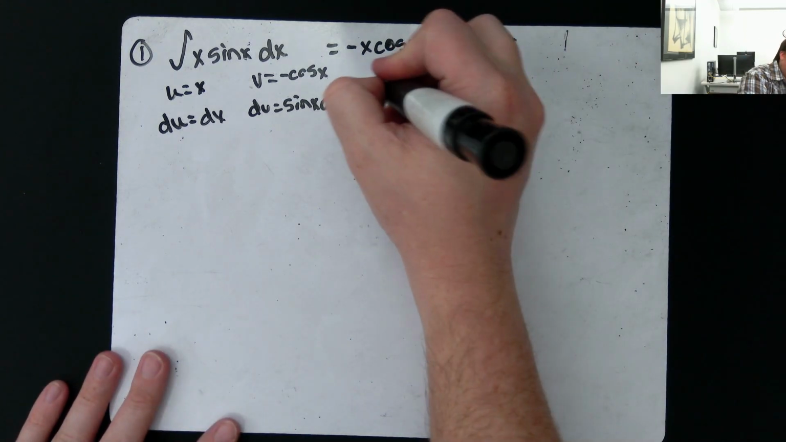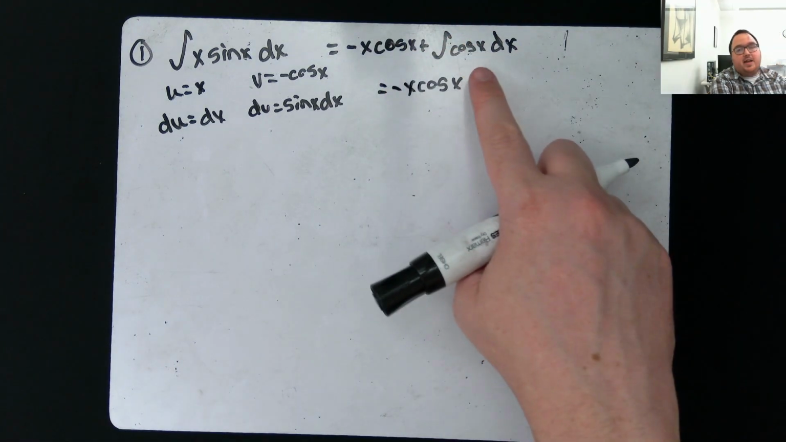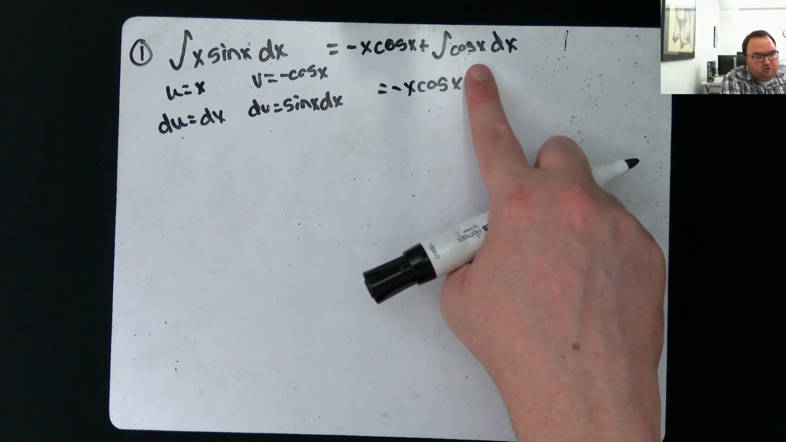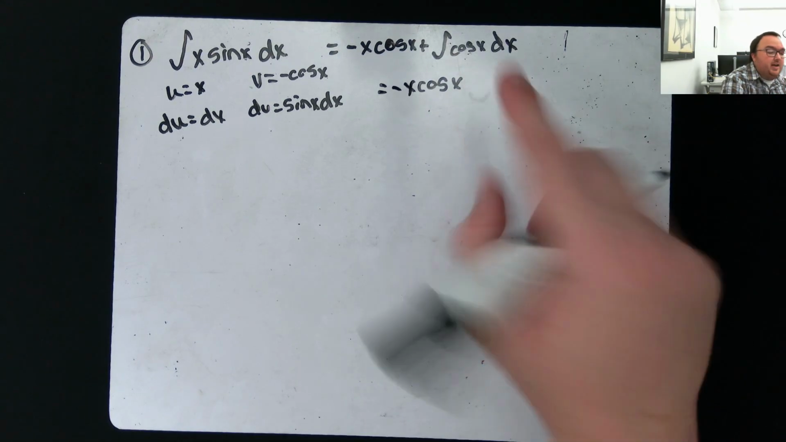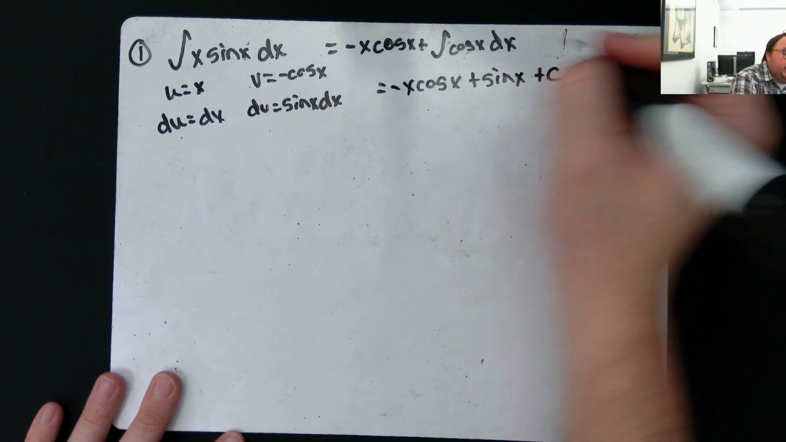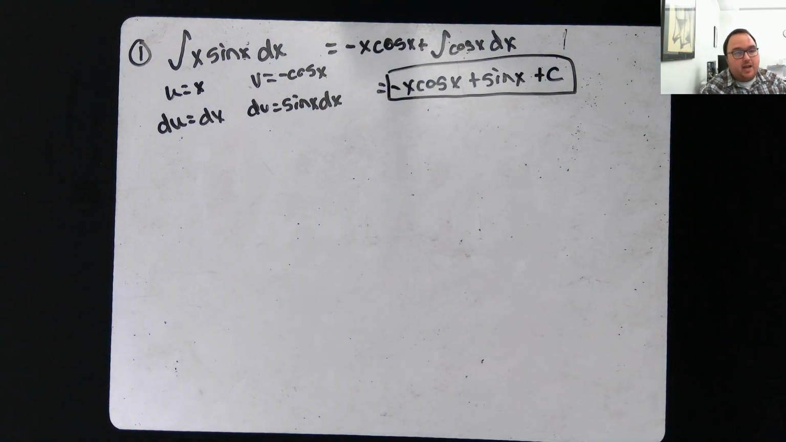So this is going to be equal to, the first part is good, nothing I need to change there. The antiderivative of cosine is sine. And as always, don't forget plus c. So this is how I handle it when there's a product.